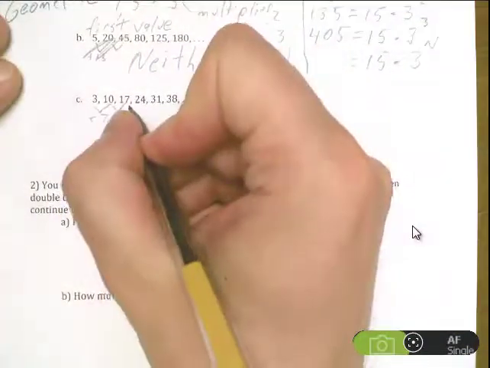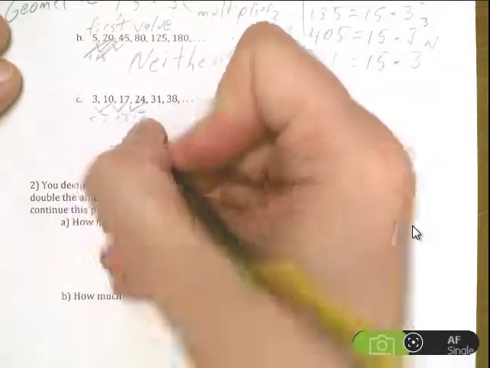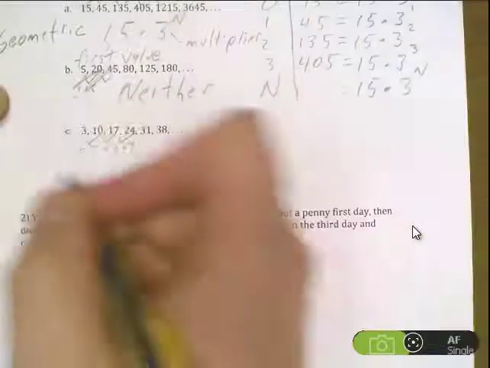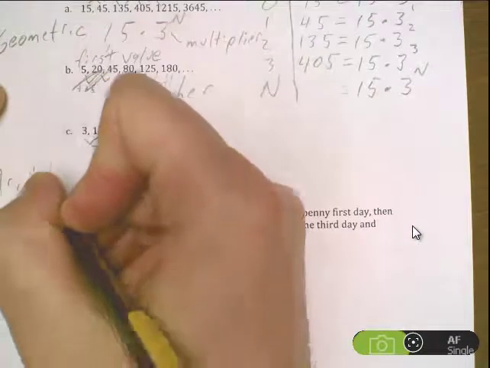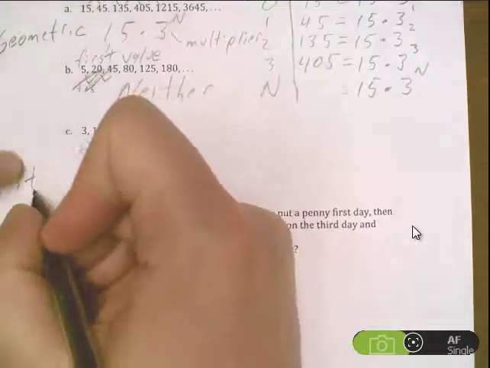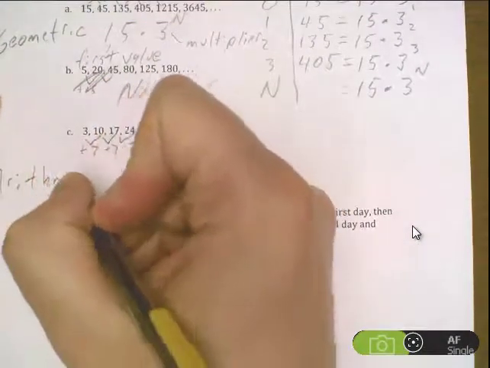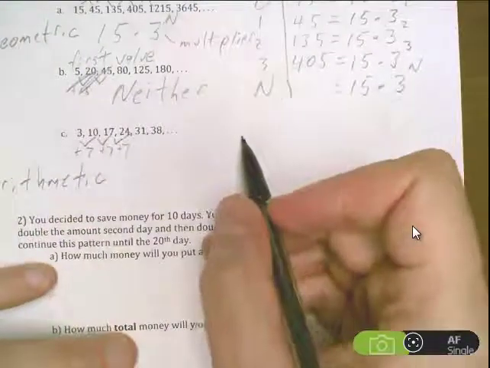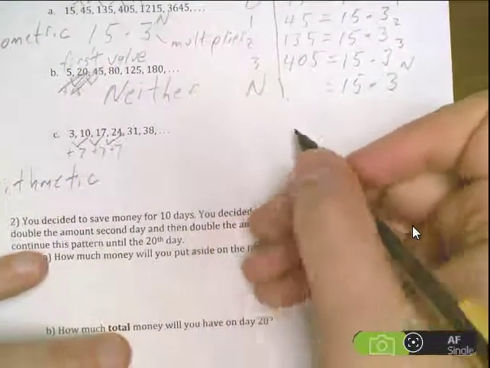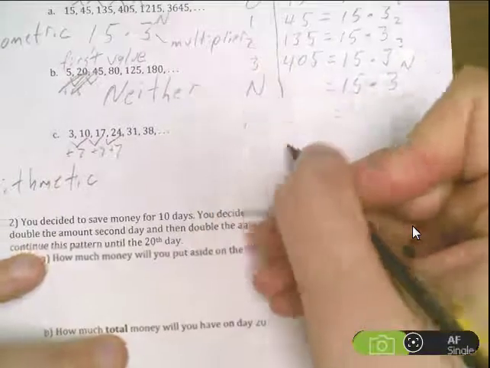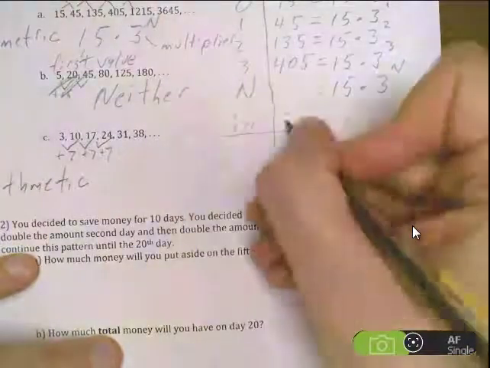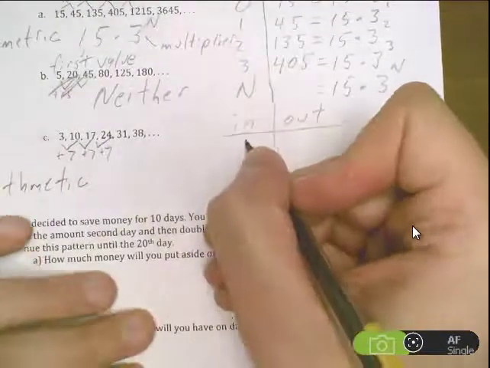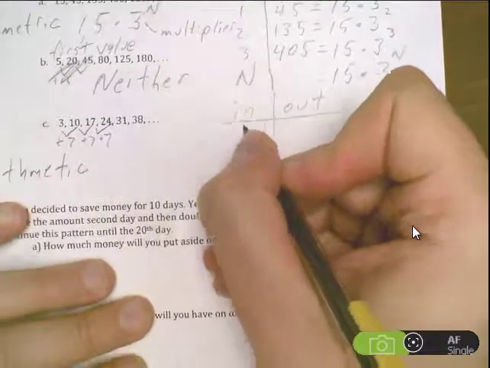Okay. Hey, but back to this. Add 7 again. Add 7 each time. Okay. So again, this one is arithmetic. But the hard part is coming up with a formula for it. So again, let's make an input and output table, and the input, again, it's easiest if we start with 0.